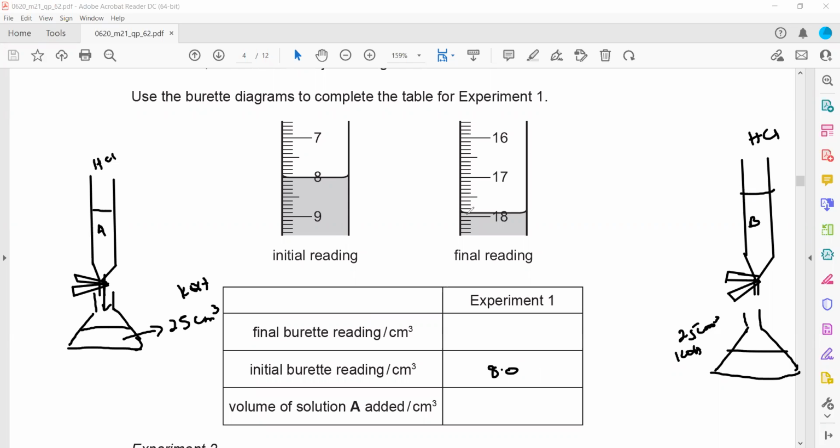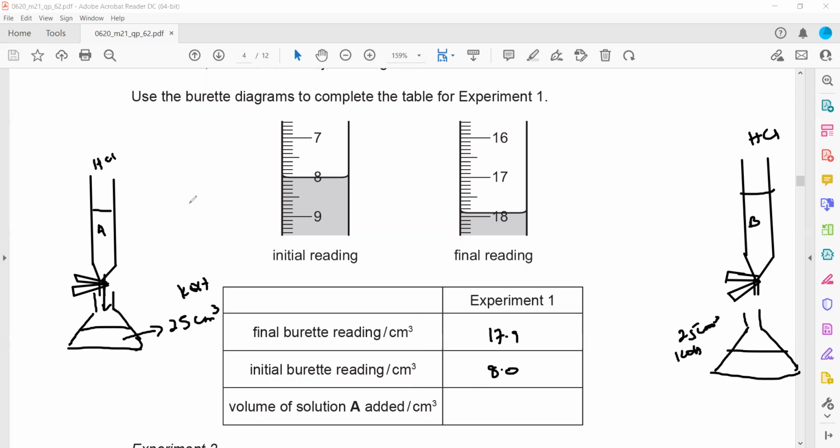And the second one, the final burette reading. So it is 17.9. We use the bottom of the meniscus. So this is 17.9. We don't have to write cm cube, because they specify in the column that the unit for volume is cm cube.